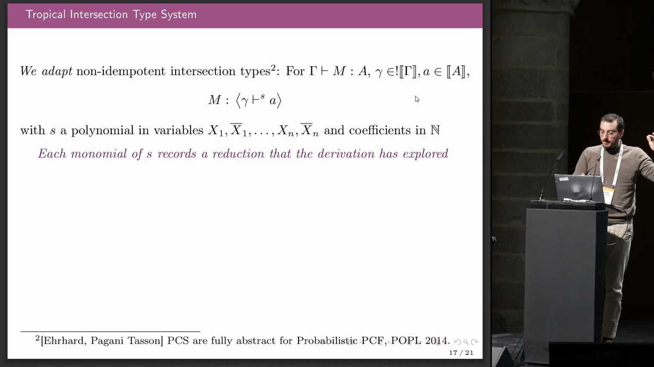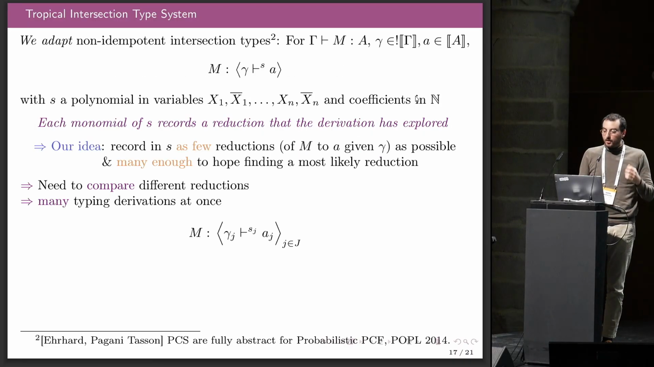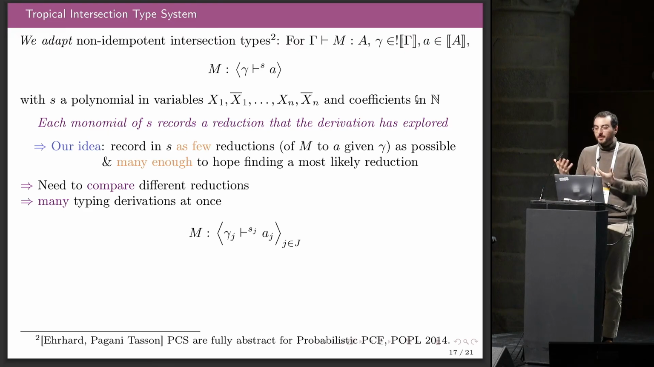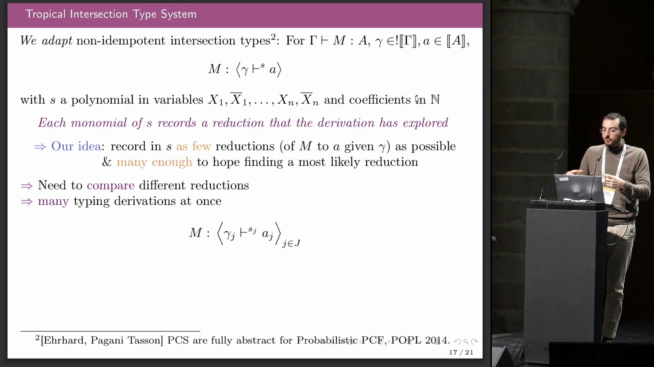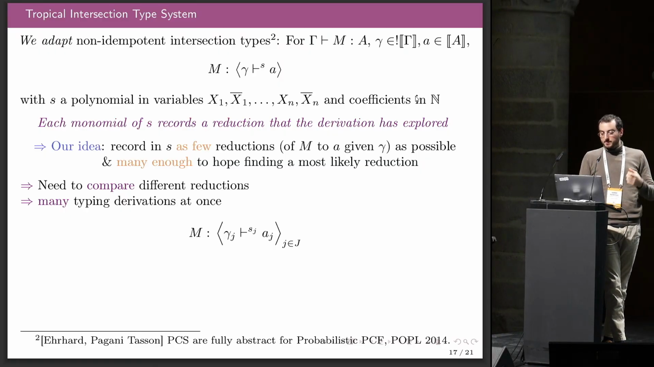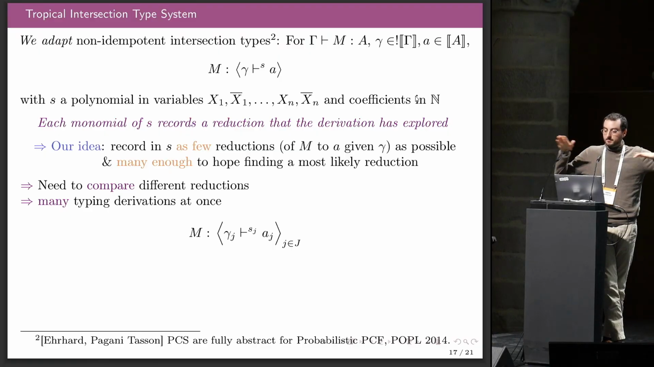And here there is a trade-off to take care of, because, well, on the one hand, of course, we want to make this polynomial as small as possible, because we want this to be, at least in principle, feasible. But also we hope to be able to find inside this polynomial, which is generated by this typing derivation, a most likely reduction. So we need to explore enough reductions, right? So there is this trade-off. And the way that we do this is by comparing different reductions at the same time.